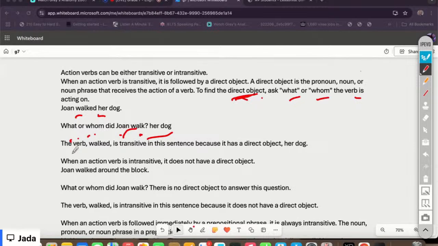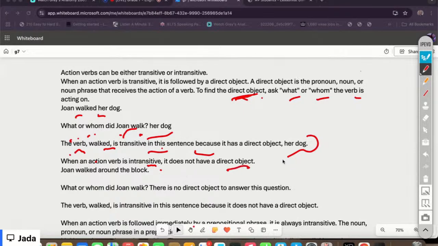Okay? The verb walked is transitive in this sentence because it has a direct object, her dog. So you have to note that the verb walked is transitive in this sentence because it has a direct object, which is her dog. When an action verb is intransitive, it does not have a direct object.